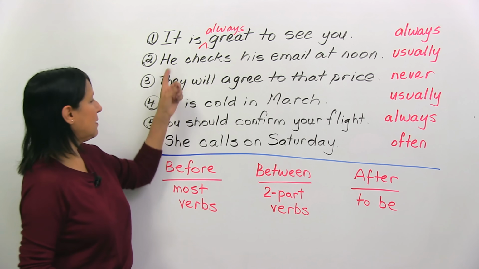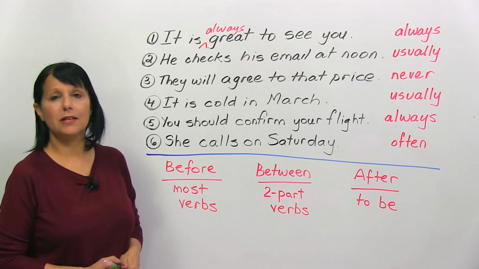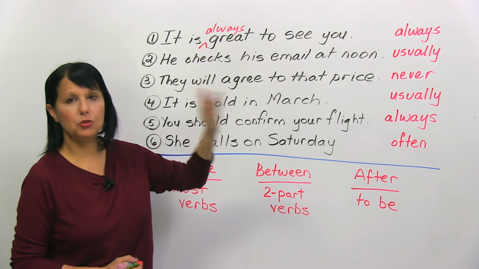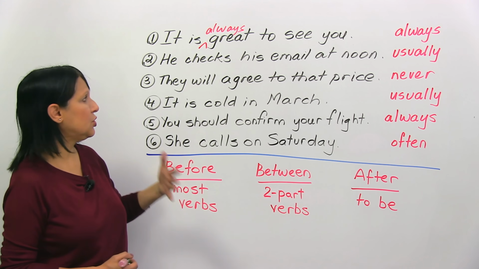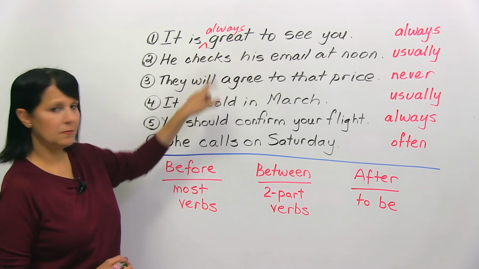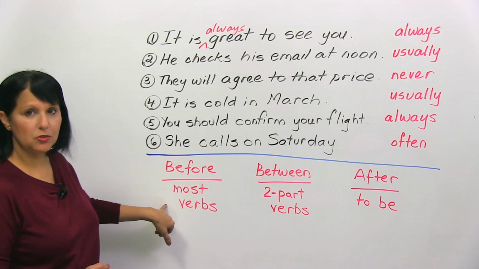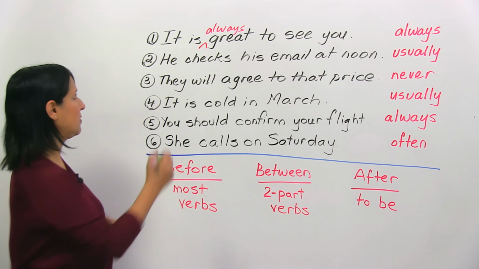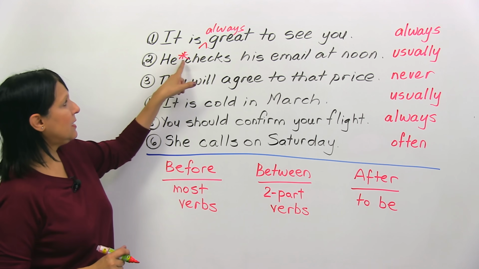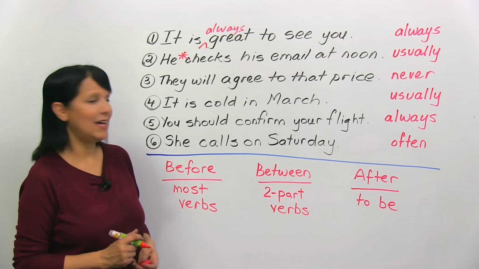Good. Number 2, he checks his email at noon. We want to put in the word usually. He checks his email at noon. What's the verb? Checks. So it goes before most verbs. So it would go here. Okay, I'm not going to write it, but you understand. He usually checks his email at noon.